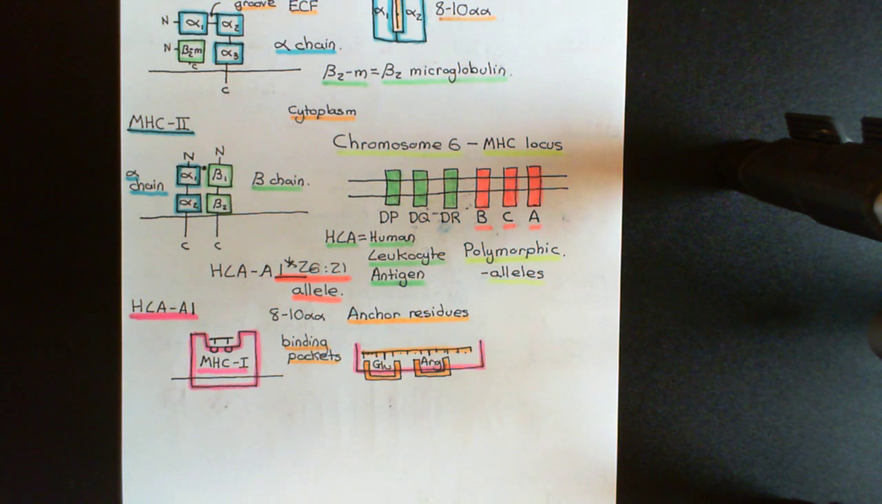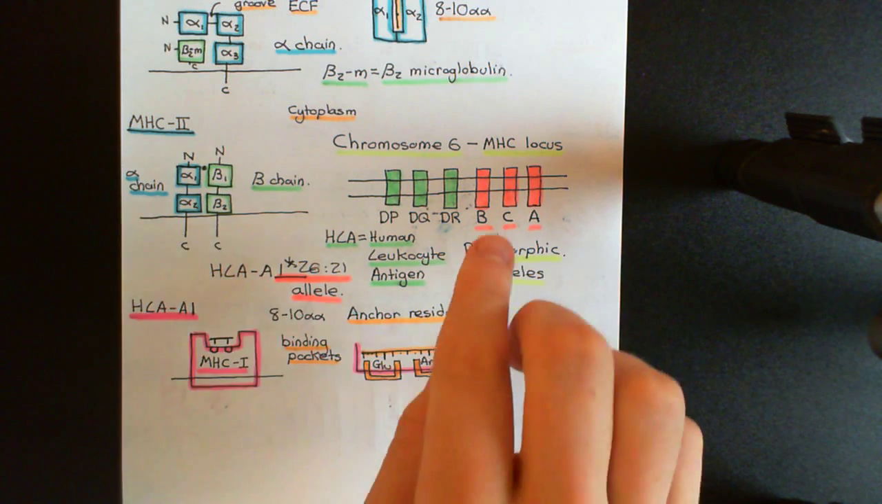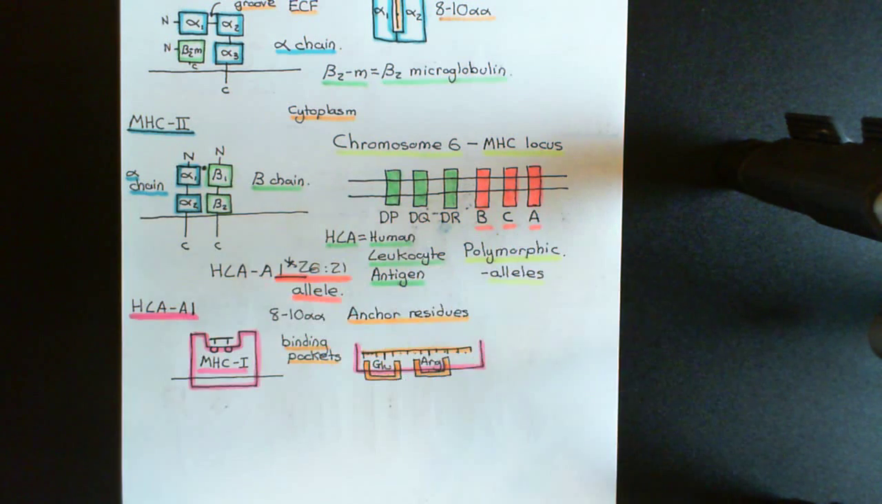Okay, so there are these 3 different types of MHC class 2 protein complexes that you can produce: HLA-DP, HLA-DQ, and HLA-DR. Same goes for MHC class 1, although it's slightly more complicated here because these just have genes for the alpha chain. The beta-2 microglobulin gene is elsewhere, and remember, is not polymorphic.